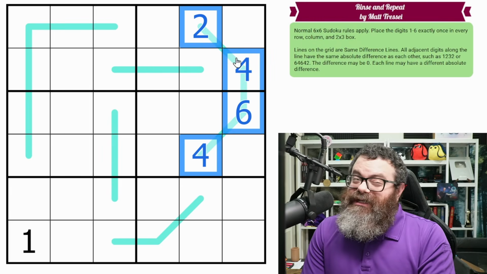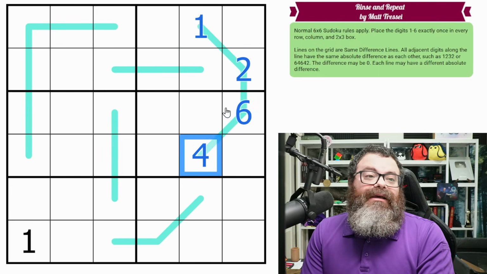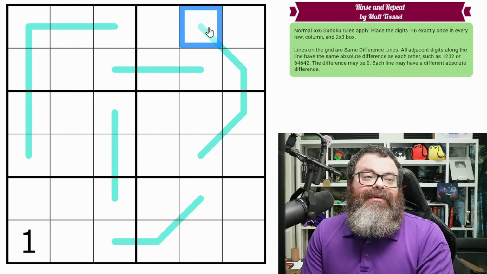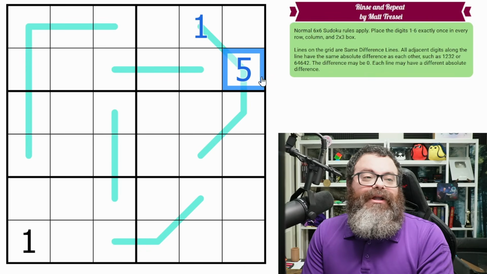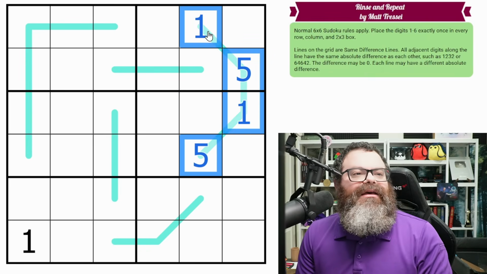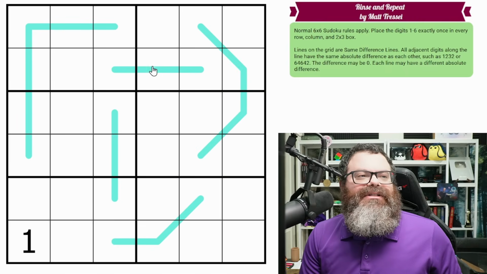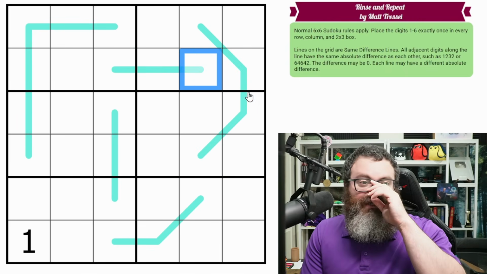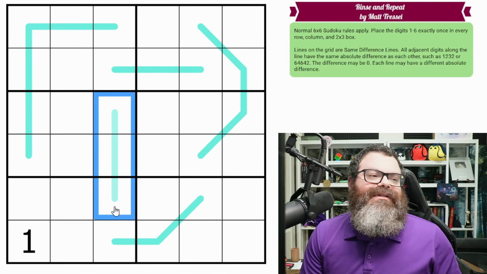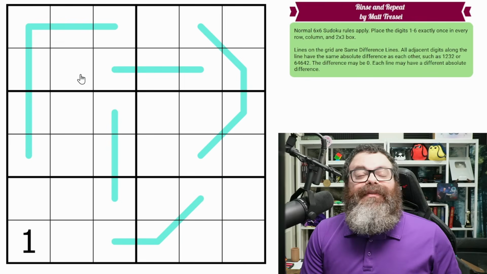But the difference doesn't have to be 2. It could be 1. Or, it could be like 4, 1, 5, 1, 5 or something. So that is how same difference lines work. Different lines can have different differences. So you have to discover the difference in each line. And that's it. Those are the rules.